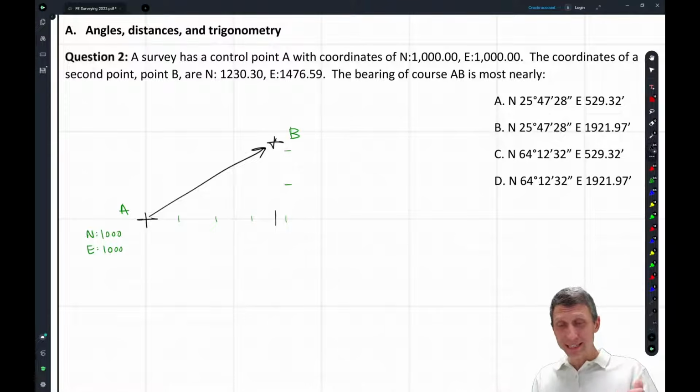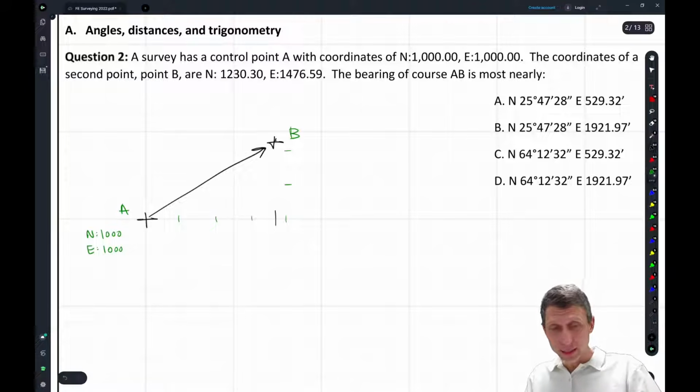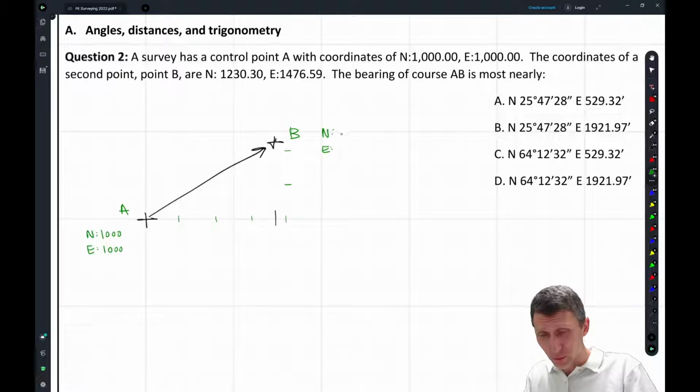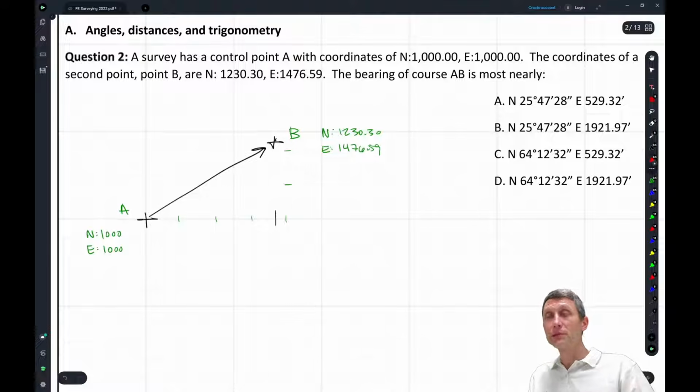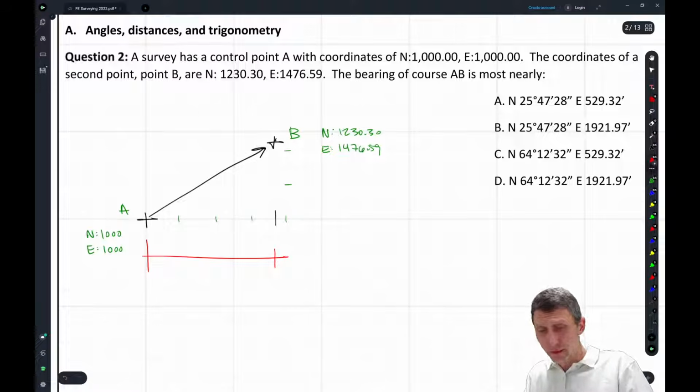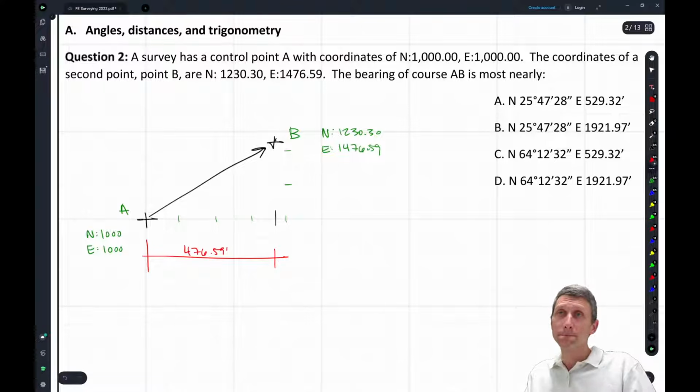So the distance should be the easy part. Let's start with the easy part. Well, hopefully they're both fairly straightforward as well. But let's look. The northing we said was 1230.30, right? The easting was 1476.59. So what does that mean? That means we have a certain distance, right? We have a certain distance here of east 476.59 feet. Okay, does that make sense?